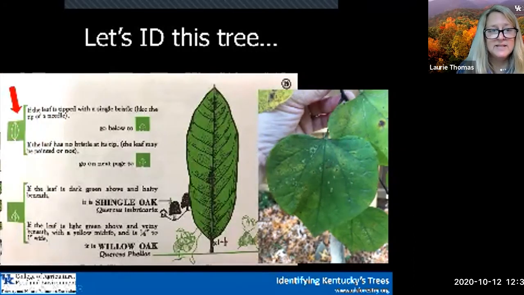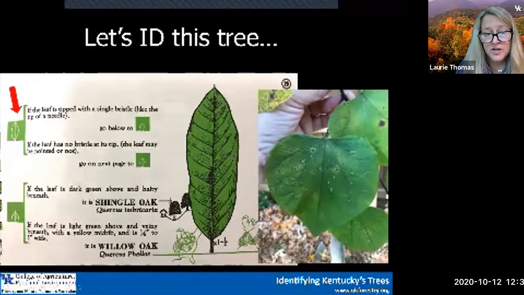And the bracket at the top. Now it's asking us a little bit, we didn't go over this, but we did a little bit with the red oak. It asks us if the leaf is tipped with a single bristle, like the tip of a needle, or if the leaf has no bristle at its tip, the leaf may be pointed or not. Well, this leaf is pointed, but we don't see any kind of bristle tip coming off of that like we do on that red oak or this diagram right here. So hopefully you all see that it does not have a bristle tip.